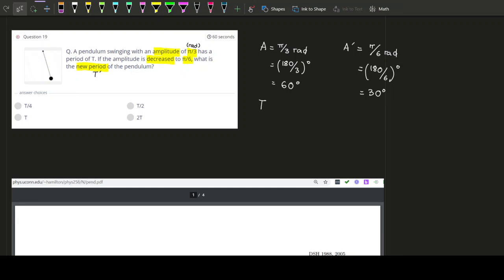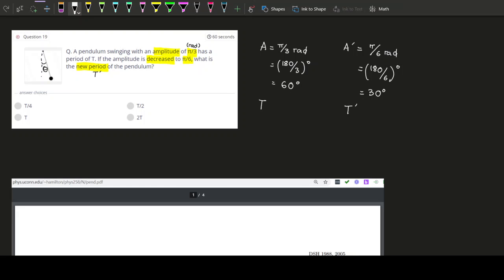Where is this 60 degree, 30 degree? It is actually from here. This is the angle that we are talking about. So it decreased from 60 degree to 30 degree, and they ask for the new period. New period, we can call it T prime. Okay, so actually this question is wrongly made. I'm not supposed to ask you this question.